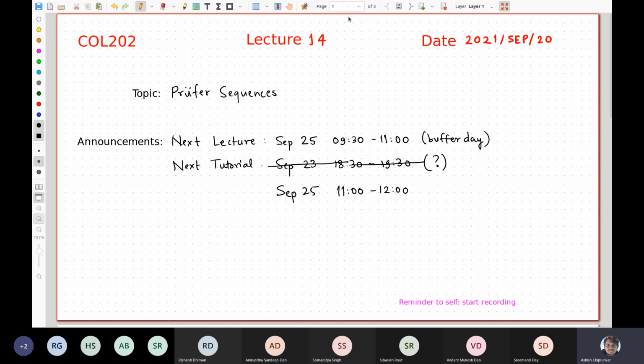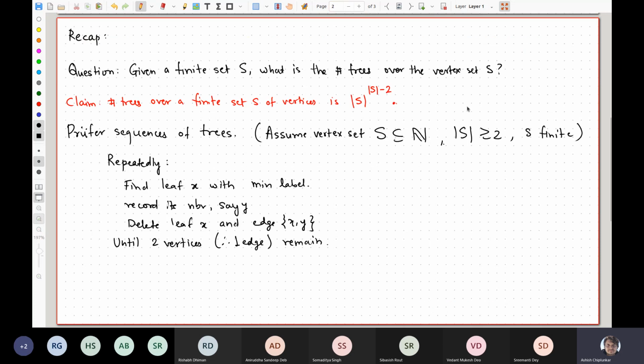Okay, cool. So what did we do last time? The question we were asking is, let's say I give you a finite set S and I tell you to construct all possible trees with vertex set S. How many trees will you get, right? And then we tried this for some small sets, right? So I think for the size of set being at most 5, we did everything.